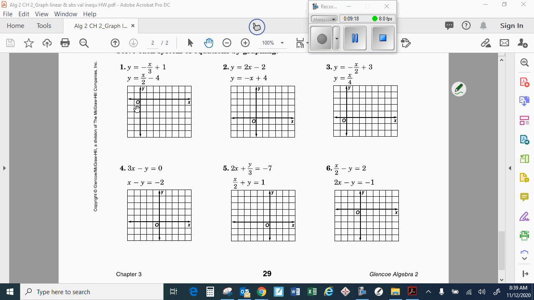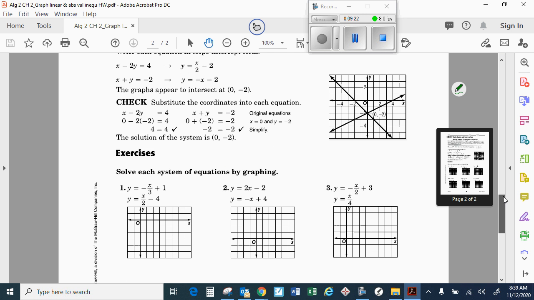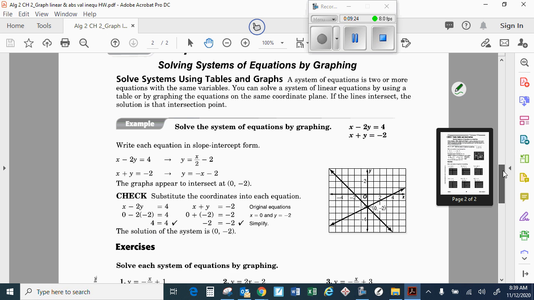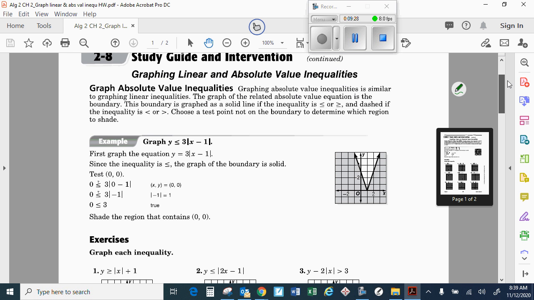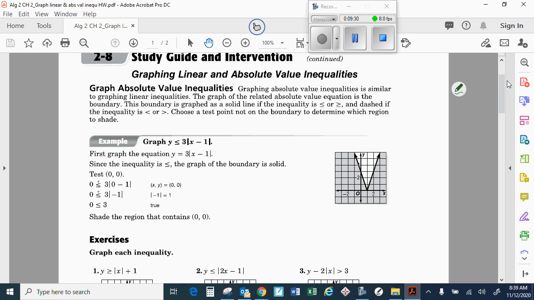All right, that'll do it. To summarize, we did graphing. We solved systems by graphing, and we graphed absolute value, linear and absolute value inequalities.